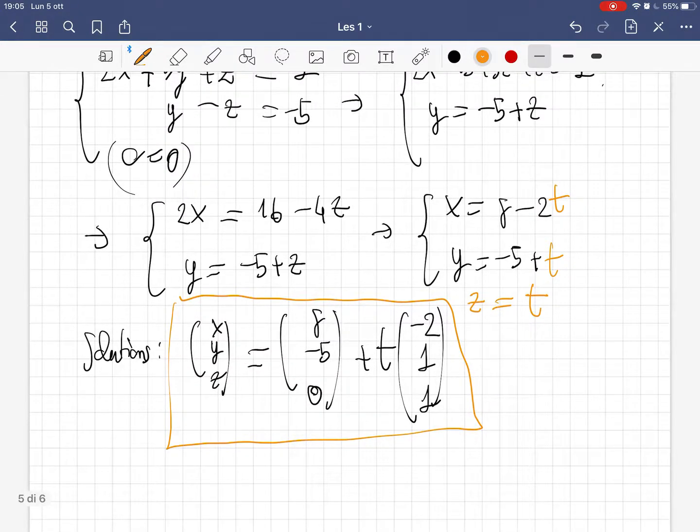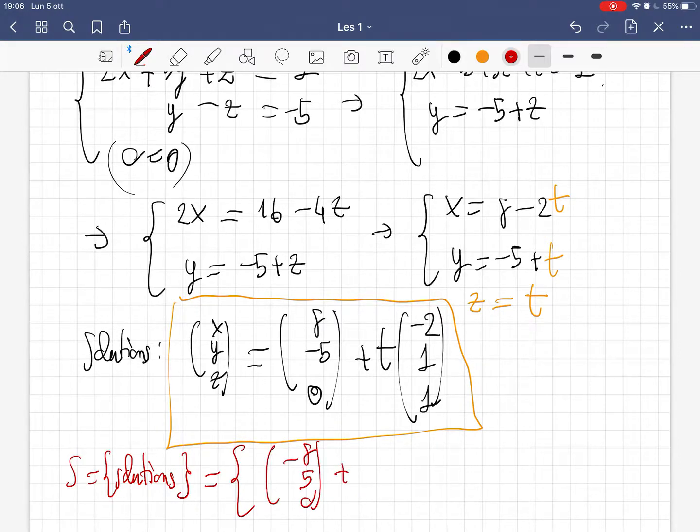If you want to write them down a little more formally, for example, S, again, the solutions of this system, then you would write something like this. You can write something like this. This is a perfectly rigorous way of writing things.